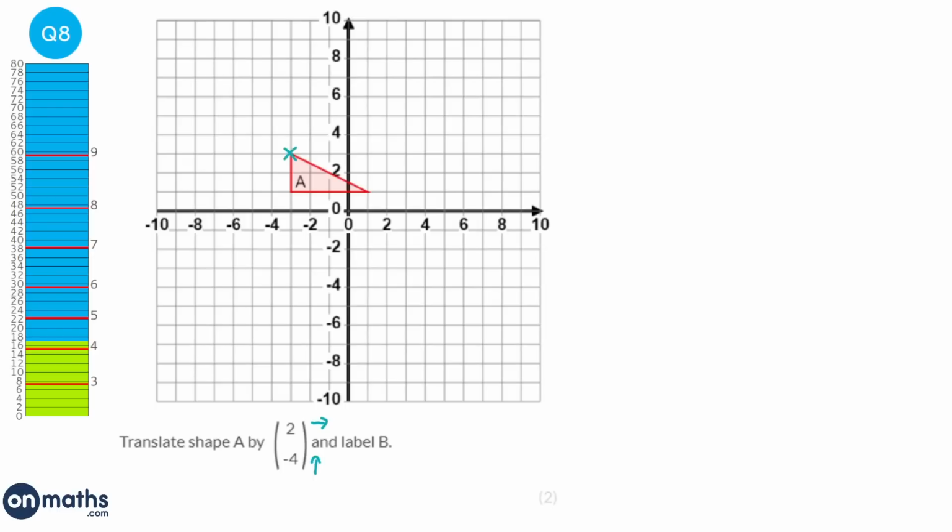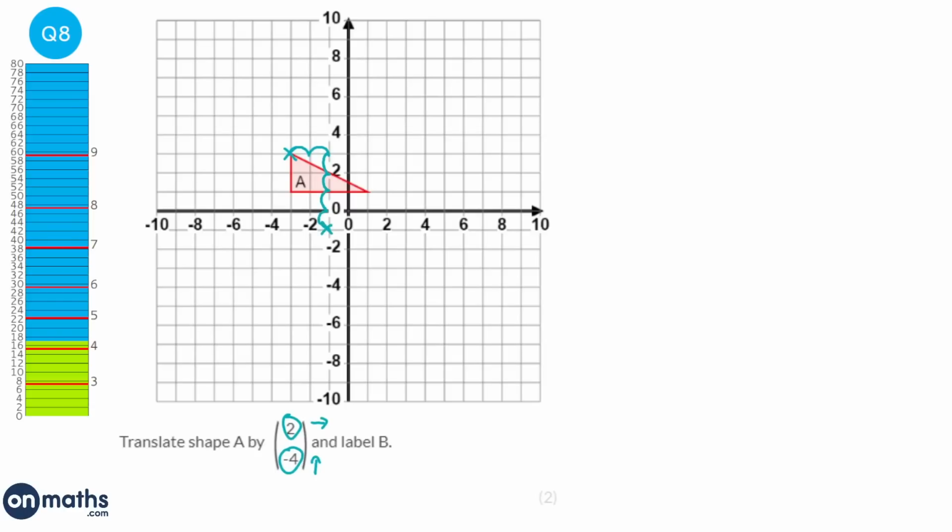And looking at the vector, it says we're going to go 2 to the right. So we do 2 jumps to the right, 1, 2. Now looking at the bottom, because it's minus 4, instead of going up 4, we're going to go down 4. So it would be 1, 2, 3, 4. So our new coordinate for the top will be here.